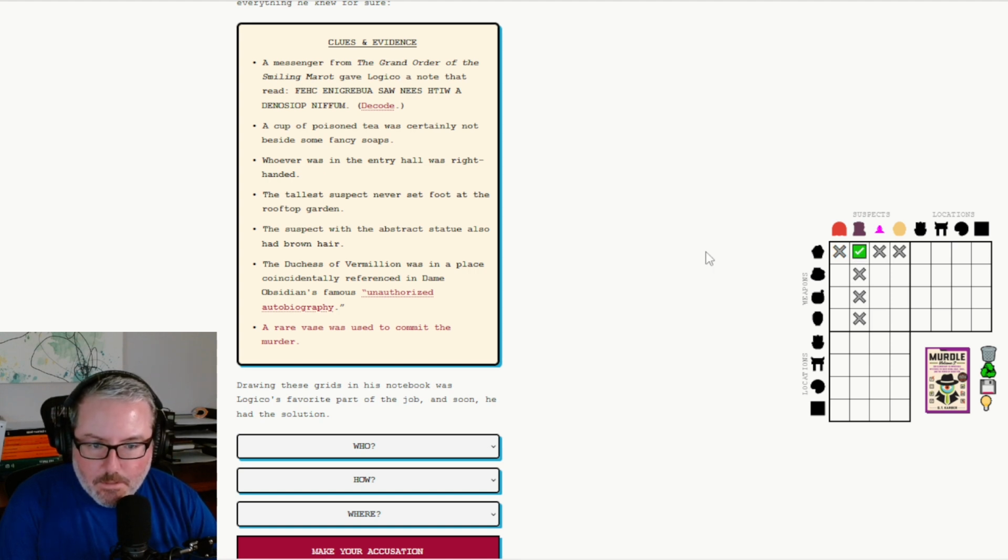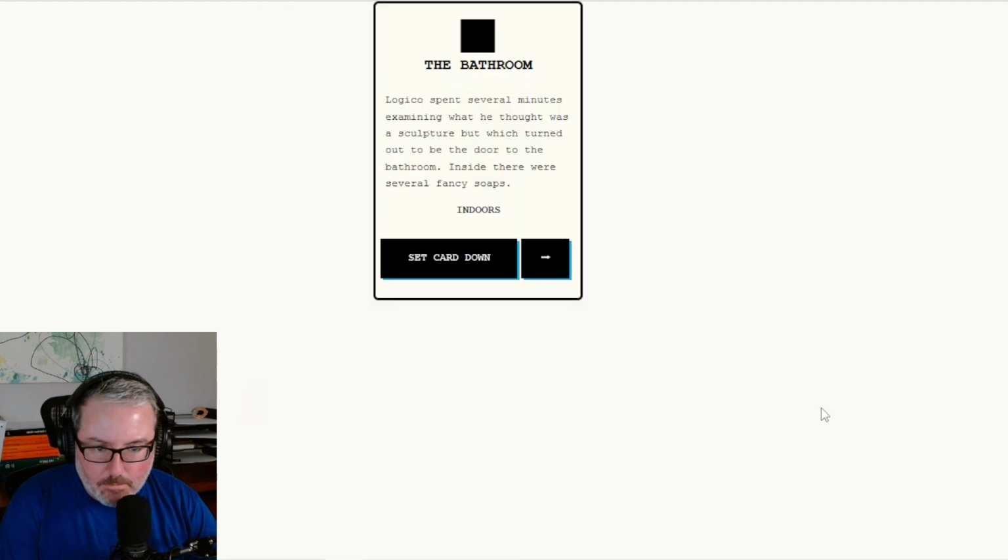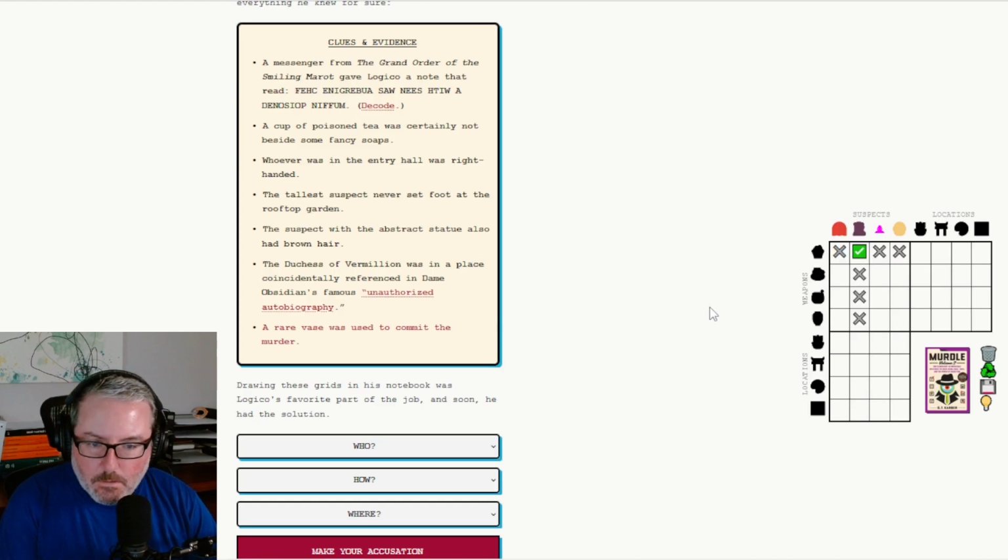A cup of poisoned tea was certainly not beside some fancy soaps. So what are our locations again? Rooftop garden, entry hall, an art studio, or the bathroom? I would guess the bathroom would have soap, right? Logico spent several minutes examining what he thought was a sculpture, but which turned out to be the door to the bathroom. Inside there are several fancy soaps. Yep, there we go. So the poisoned tea was not in the bathroom. Which one's the poisoned tea? It was the second one, wasn't it? Yeah, poisoned tea, not in the bathroom.